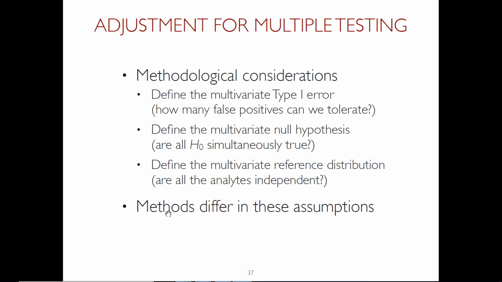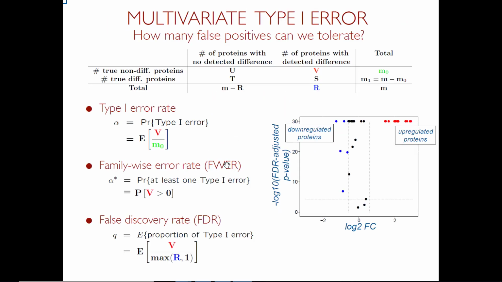So there are many methodological considerations here. So how do we define these error rates and so on? So this is how this original paper represented that, and this table is still very widely used to this date when we talk about multiple testing problems. So this is the truth. This is how many proteins are truly non-changing, not differentially abundant, and this is how many proteins in our experiment are truly changing. We have M proteins total, M0 are not changing, the remainder are differentially abundant proteins.